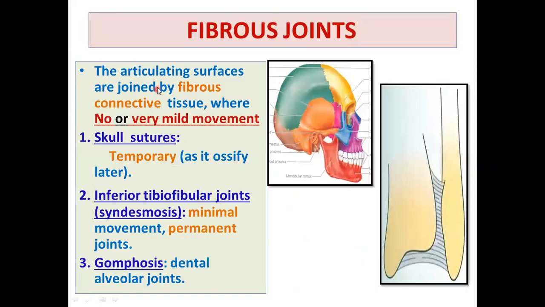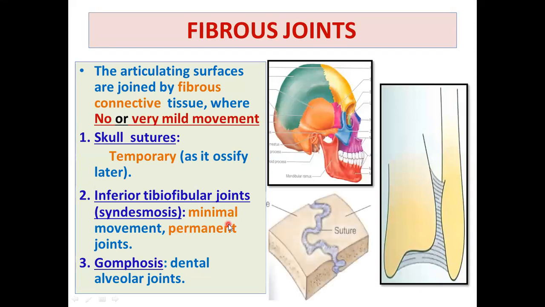Now, in fibrous joints the articulating surfaces are joined by fibrous connective tissue, where there is no or very mild movement. These include the skull sutures, which are temporary joints as they ossify later. Inferior tibiofibular joints have minimal movement; these are permanent joints. Then there are gomphoses, which are dental alveolar joints.